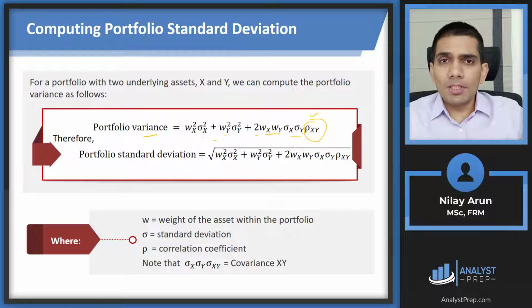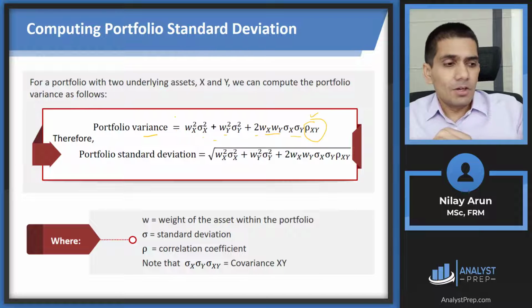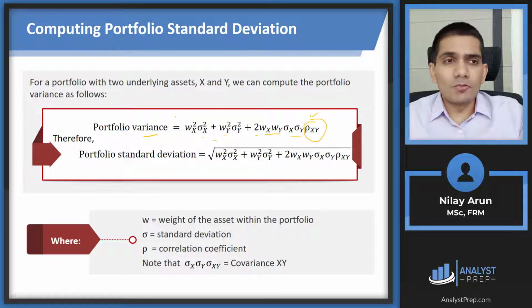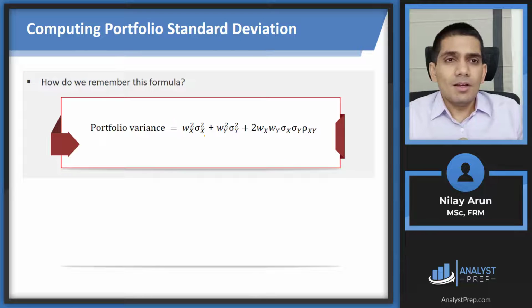Now, how do we remember this formula? That's something that we're just going to see. So you calculate the portfolio variance like this. And once you have that number, portfolio standard deviation will just be the under root or the square root of this portfolio variance. All right. Now, how do we remember this formula? It looks quite complicated already. So this is the formula that we have.